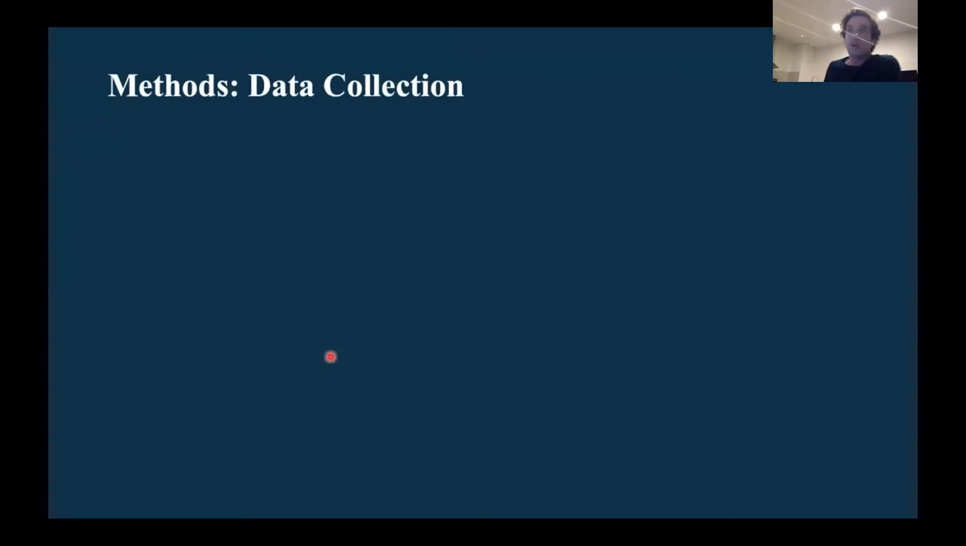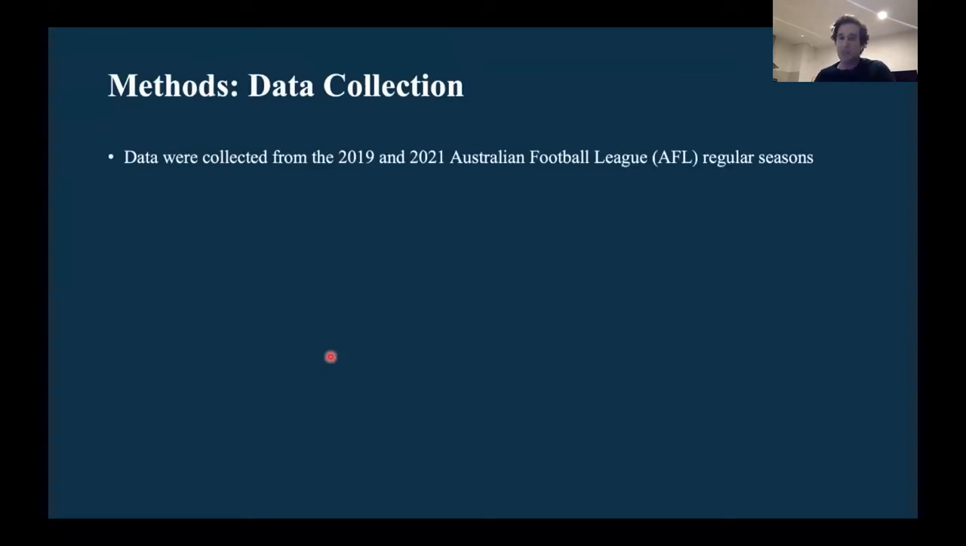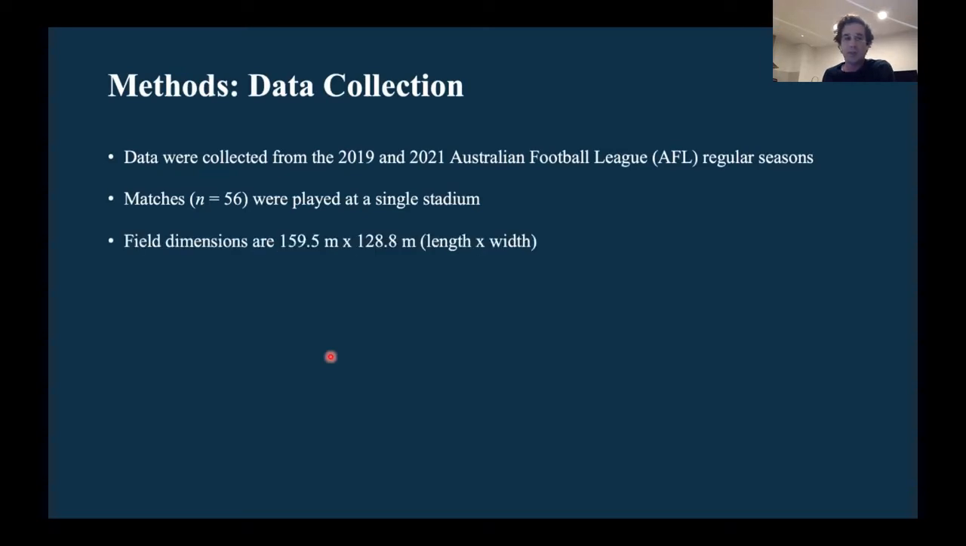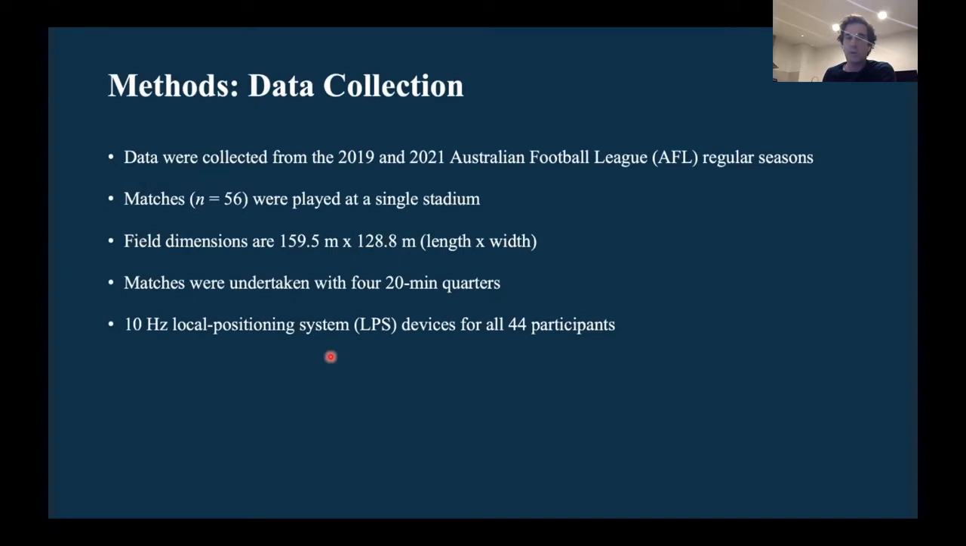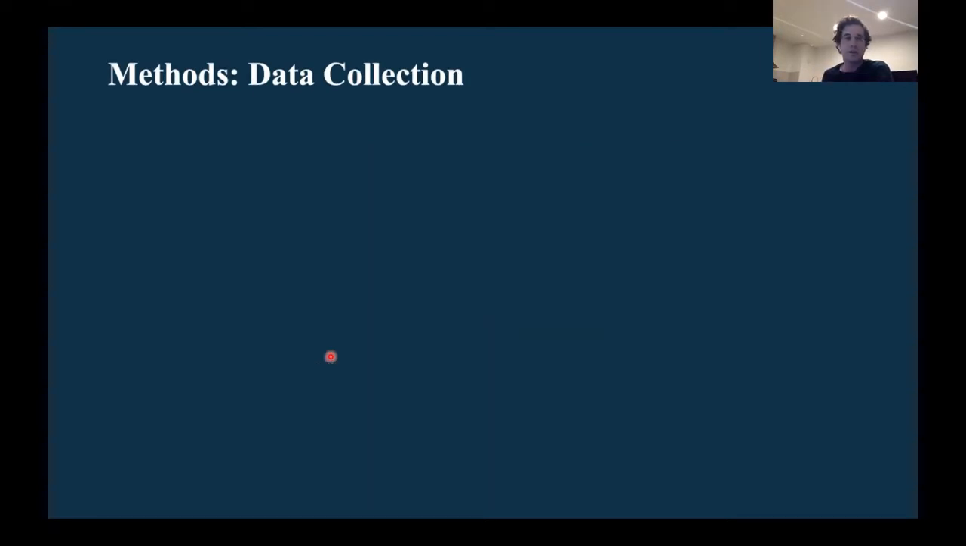So the data we included in this analysis was collected from the 2019 and 2021 Australian football regular seasons, just excluding finals. Matches were played at a single stadium, 56 in total. Field dimensions were roughly 160 metres by 130 metres. Each match is undertaken with four 20-minute quarters, and we used 10 Hertz LPS tracking devices. Periods of play that lost the positioning of one or more players were omitted from the study.